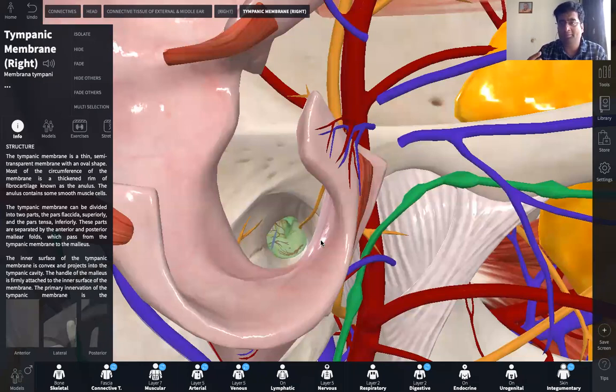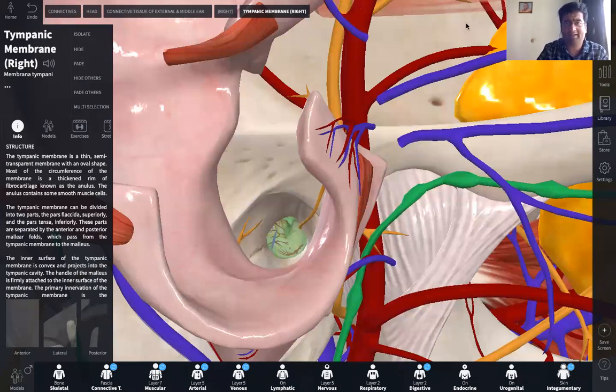Okay, so the purpose of the outer ear is to help in the collection of the sound waves and transmit those waves towards the middle ear. That's the function of the outer ear. The space inside the outer ear, especially in the auditory canal, is filled with air.